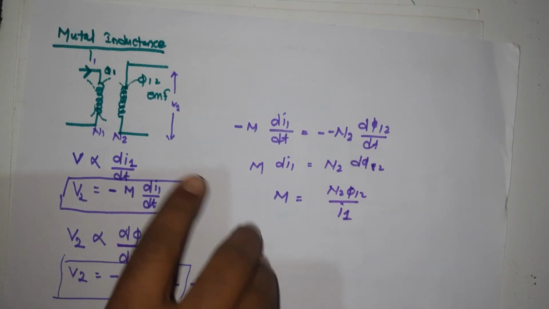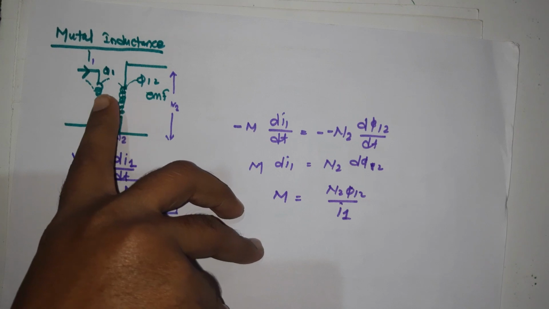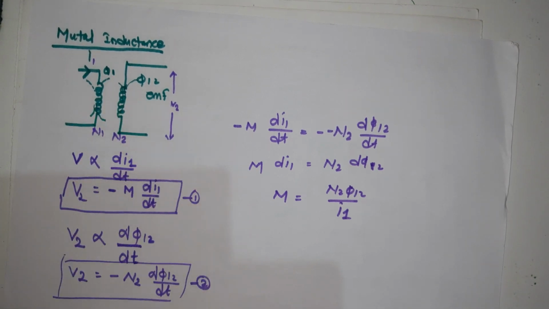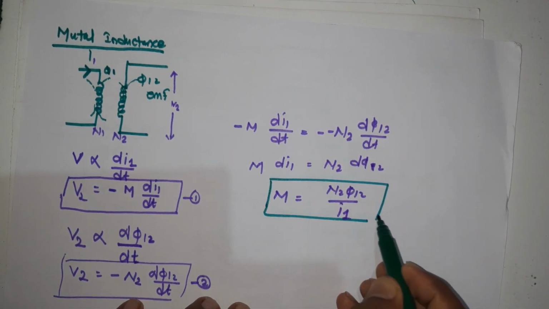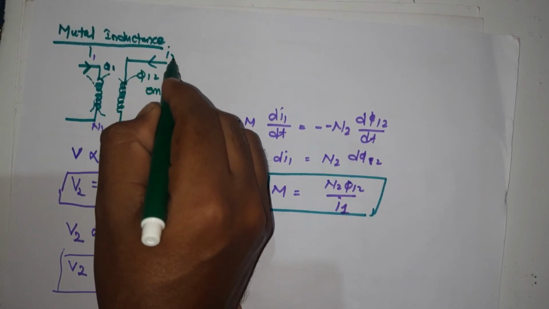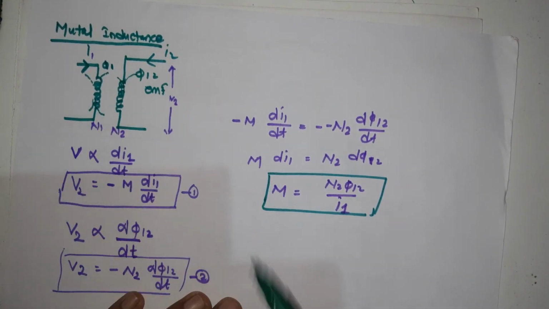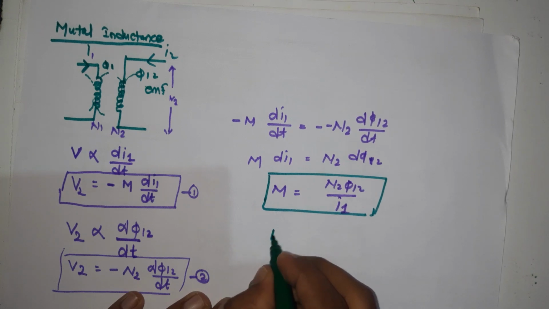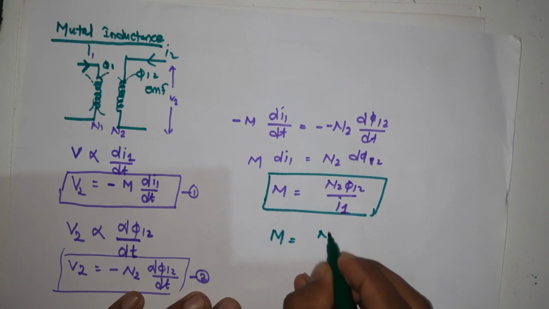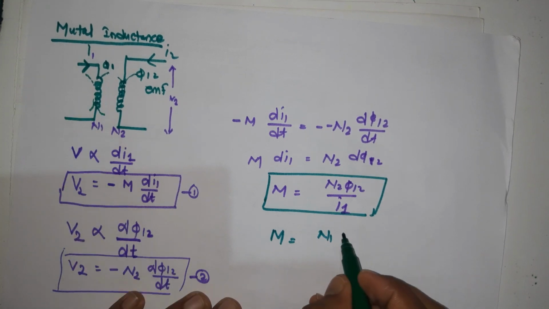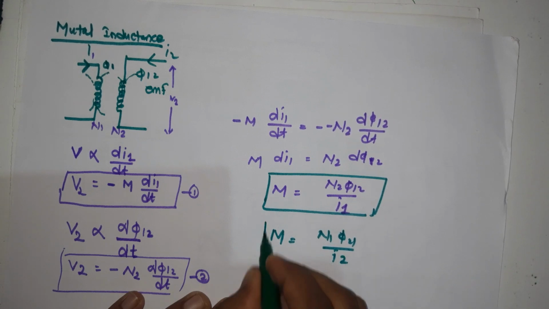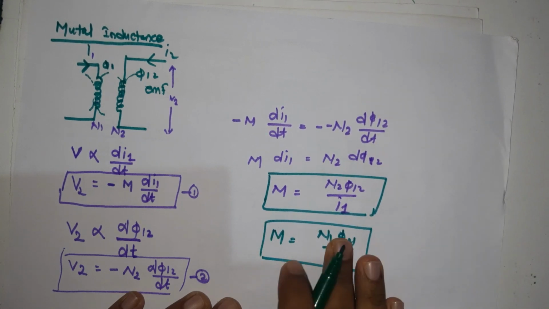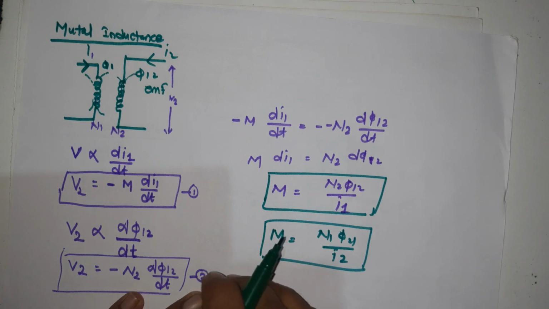This is the EMF produced due to the first coil. If we give the current in the other direction, then the mutual inductance is N1 phi 2 1 by I2, if you consider this side. Its unit is also Henry.